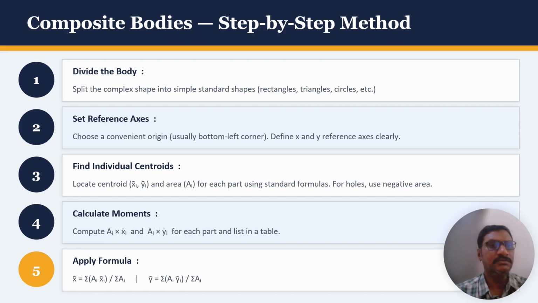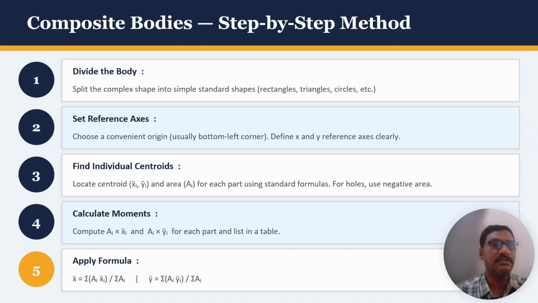Let me walk you through the 5 steps in detail. So the first step is to divide the body into simple parts. Look at your complex shape and identify how to break it into rectangles, triangles, semicircles, quarter circles, or any combination of standard shapes. There is no single correct way to divide. Choose a division that gives you the simplest parts.